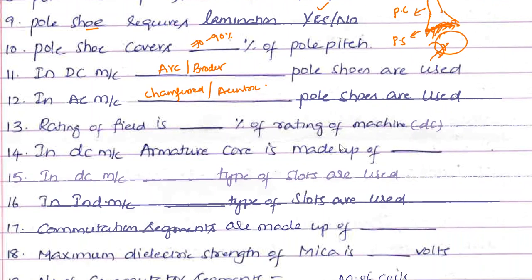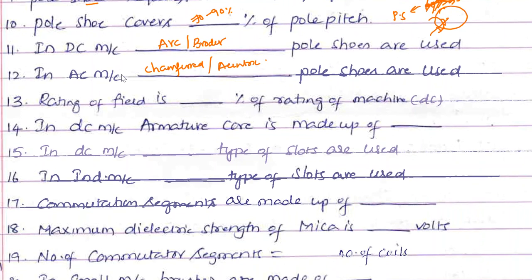Next one, the rating of the field is dash percentage of rating of the machine. The field winding rating will be around half to 1%. That means if the machine rating is 100 watts, then it will be what? It is either 0.5 to 1 watt only. Okay, so very important question here, rating of the field winding.